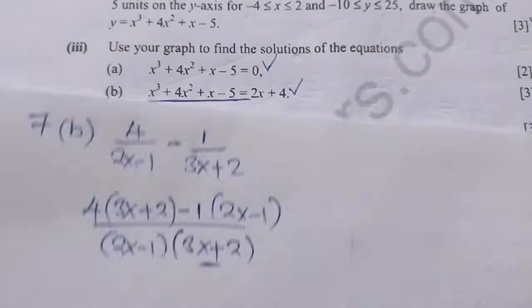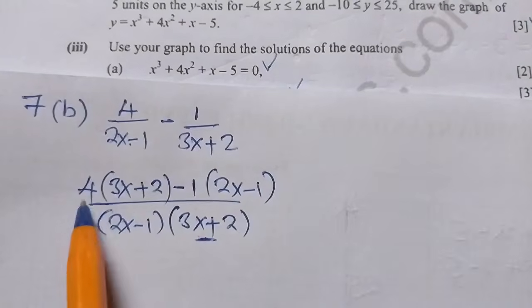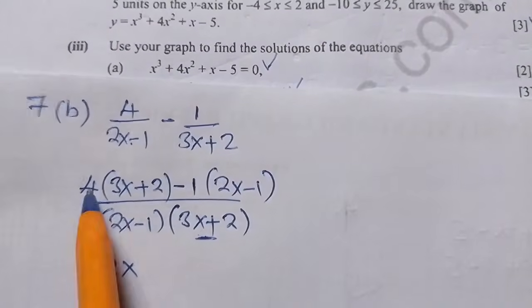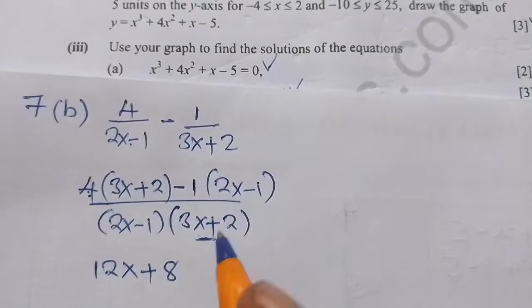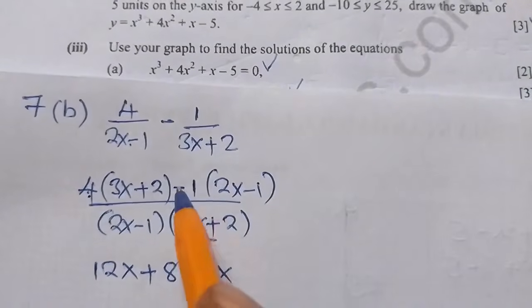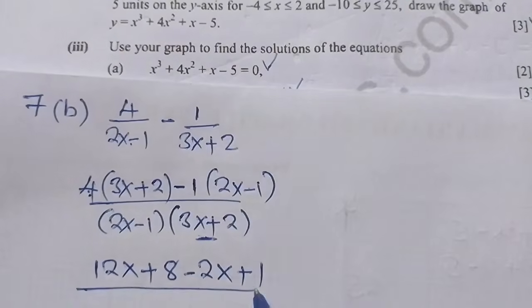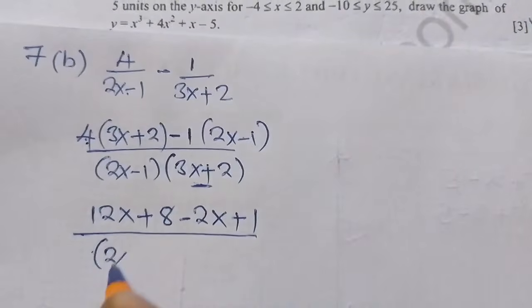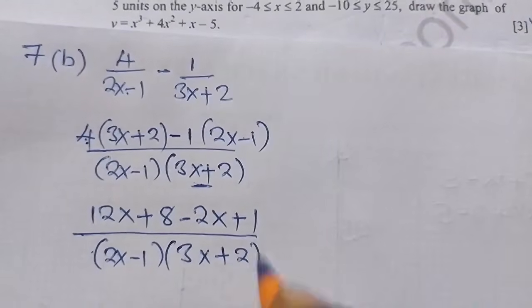So you've done with this. Then you start doing what? Multiplying. Start multiplication. Say 4 times 3x, that's 12x. 4 times 2, that is 8. So 1 times 2x, since 1 is having a negative, so that's negative 2x. Negative times negative, that's positive 1. Then the common denominator follows. This is what? 2x minus 1, 3x plus 2, like this.